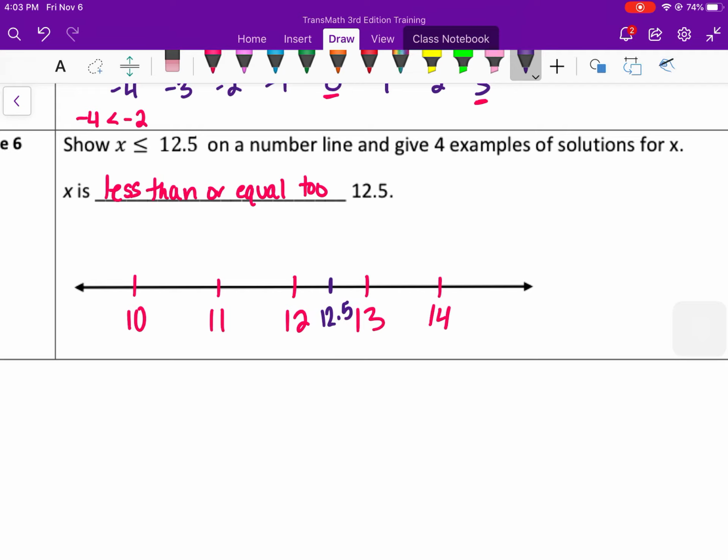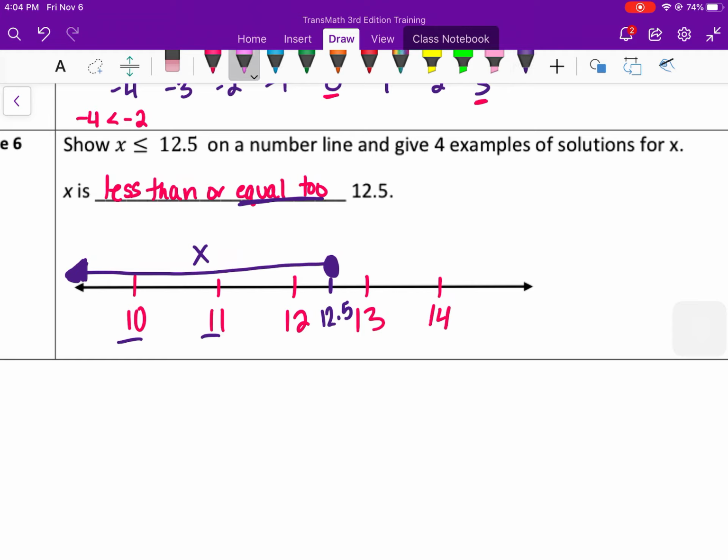I start by putting my circle at 12.5. This time, since it is equal to 12.5, I'm going to fill in my circle. That tells me on my graph that it includes that value. And then less than, the numbers that are less than 12 are on the left on the number line, so I draw my arrow to the left. So x is less than, so all my solutions for x are any number along this side.